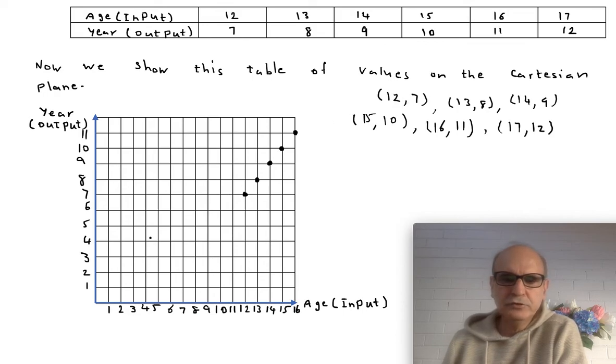That's how we show the table of values on a Cartesian plane. Remember that your horizontal axis is your input always, and your vertical axis is always your output.